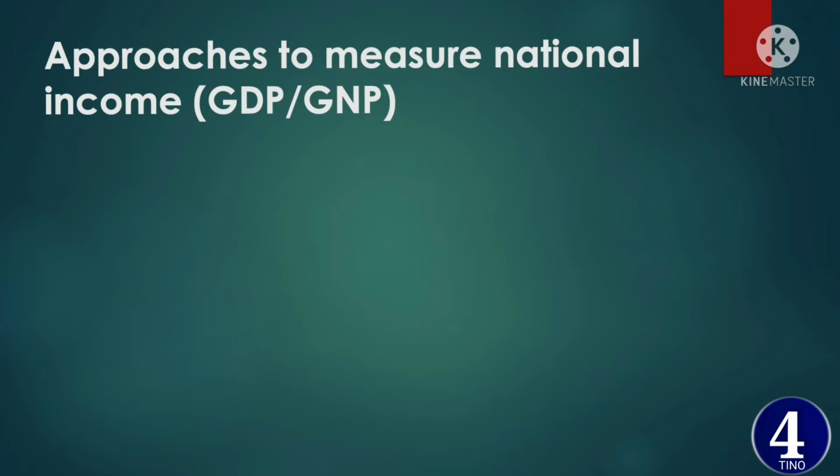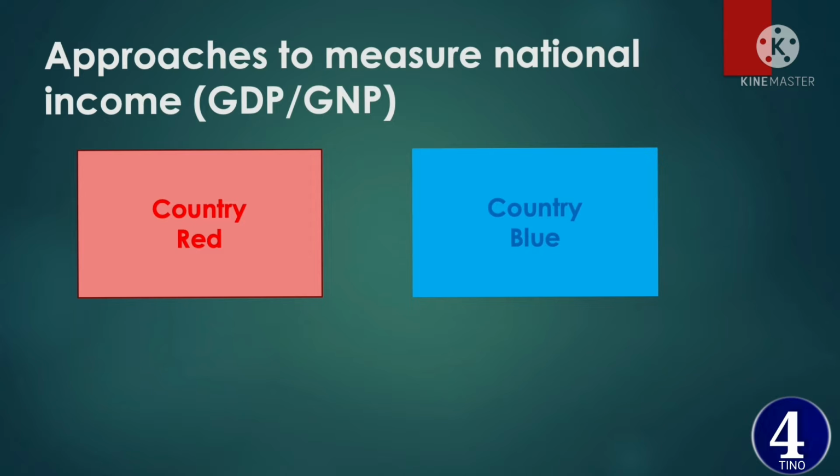We have two ways or two approaches to measure national income, and they are GDP and GNP. GDP stands for Gross Domestic Product, while GNP stands for Gross National Product. Before getting into the detailed definition and explanation of GDP and GNP, let us briefly explain the basic conceptual differences between GDP and GNP. In order to do that, let's have a two countries example.